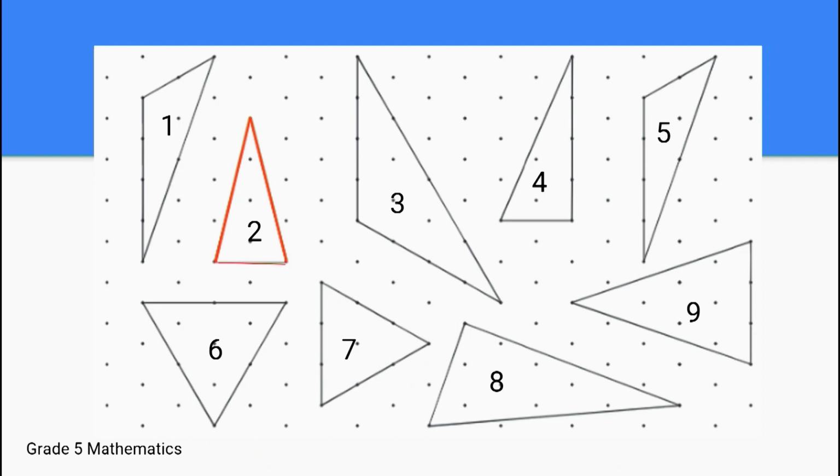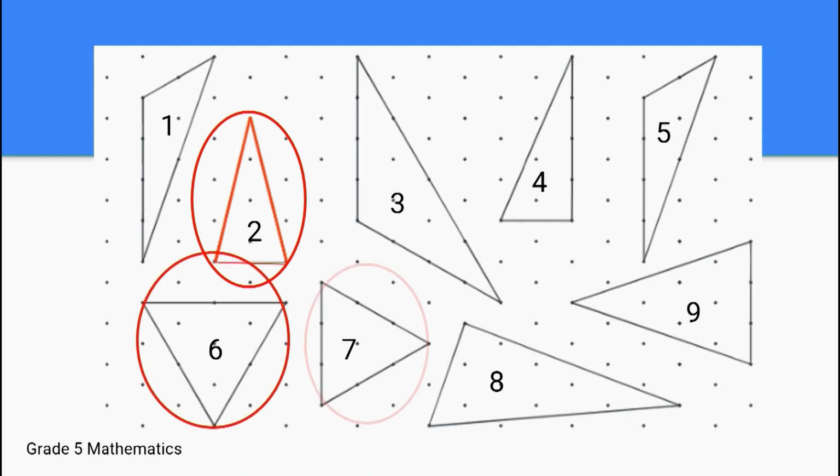Look at these triangles again. Which ones are acute triangles? There are 4 acute triangles shown. Numbers 2, 6, 7, and 9. Now you try. Draw an acute triangle.